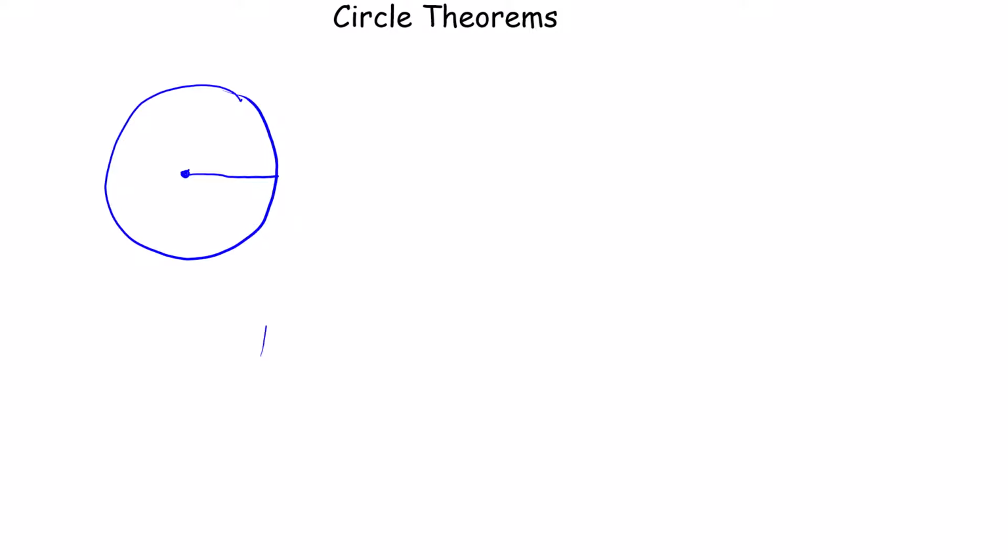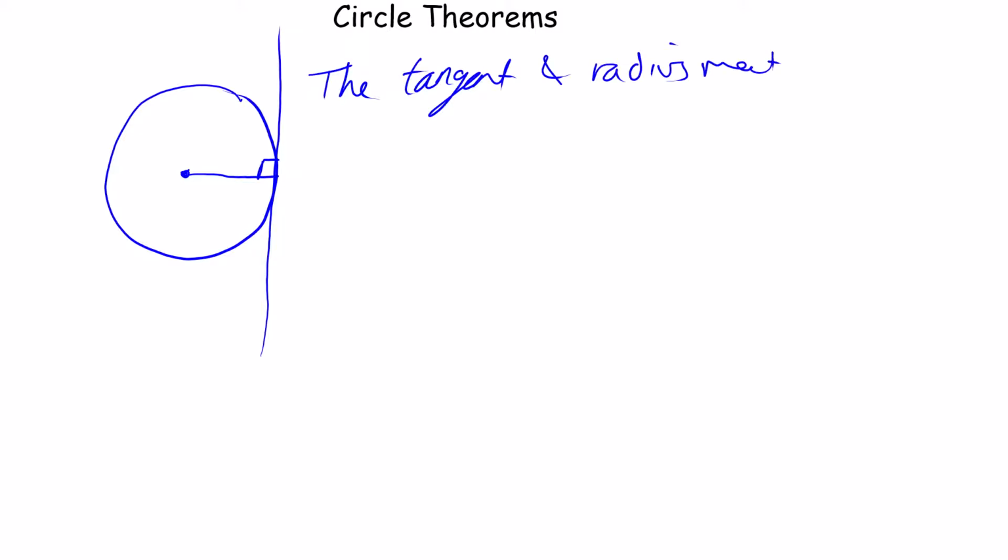and then I'm going to draw a tangent that meets the circle at the point where the radius does. The first circle theorem says that the tangent and the radius meet at 90 degrees. And that's our simplest theorem. So that is number 1.